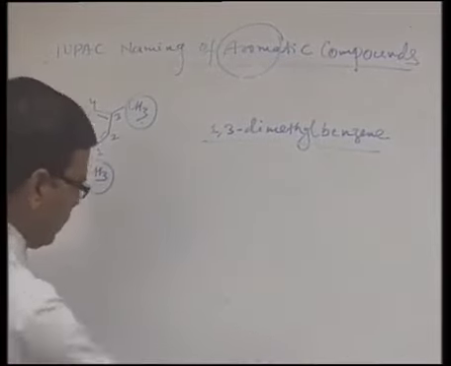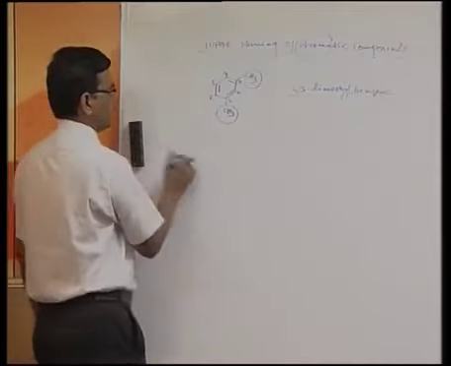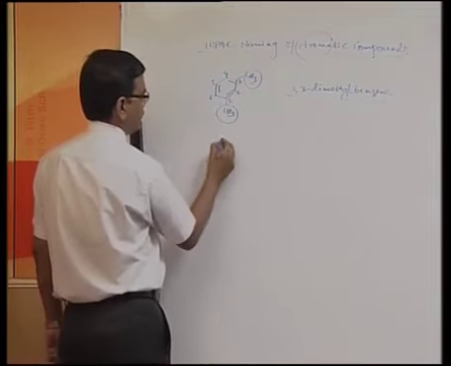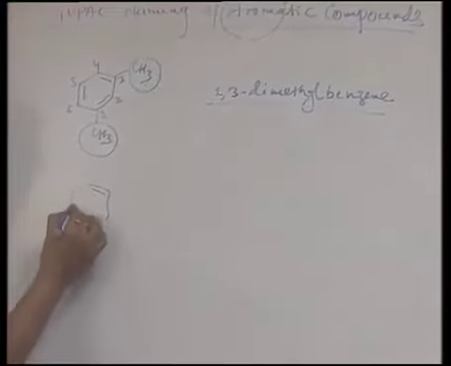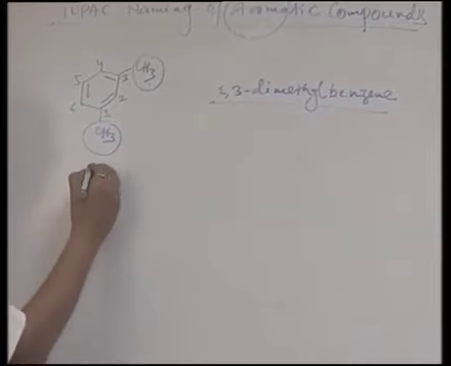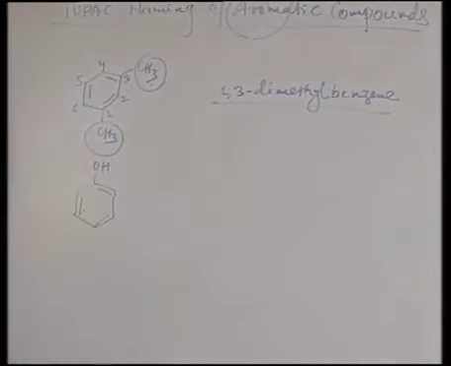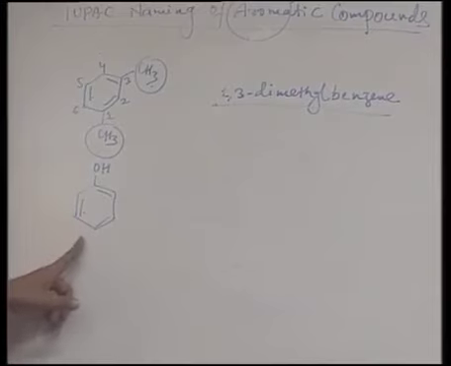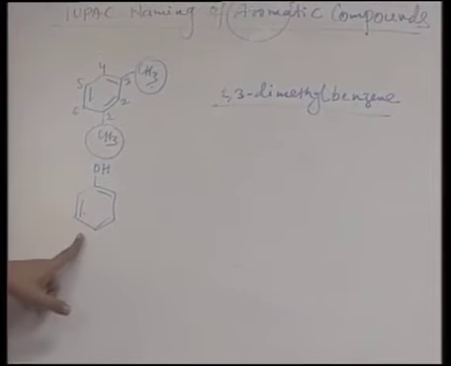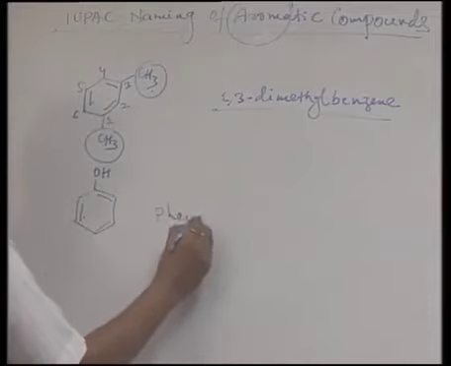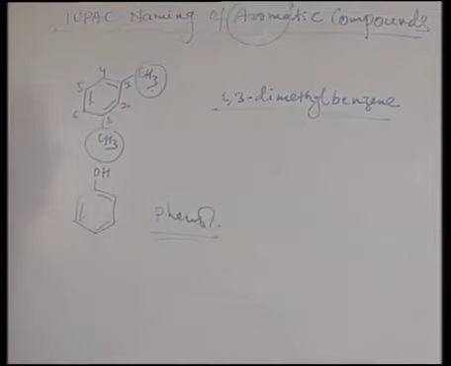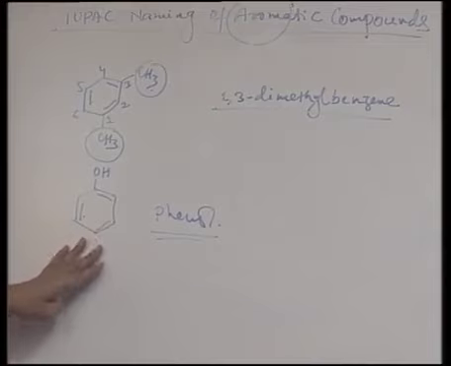One very particular compound we will learn. Suppose we have an OH group on the benzene ring, it is generally known as phenol, that is also treated as the IUPAC name of this compound or the general name.